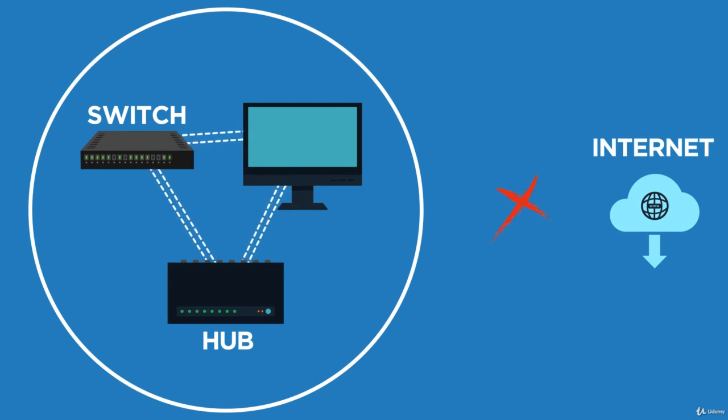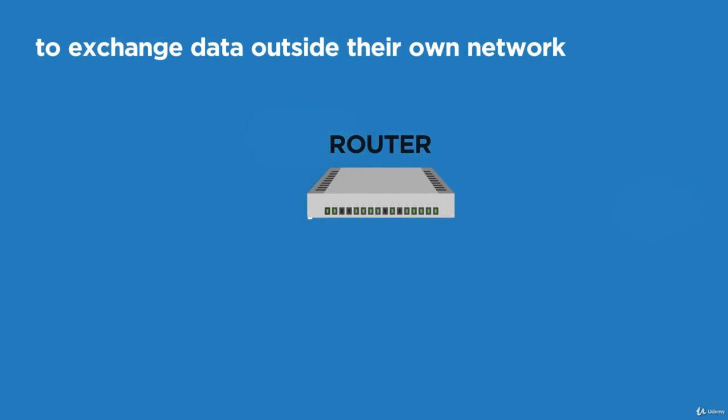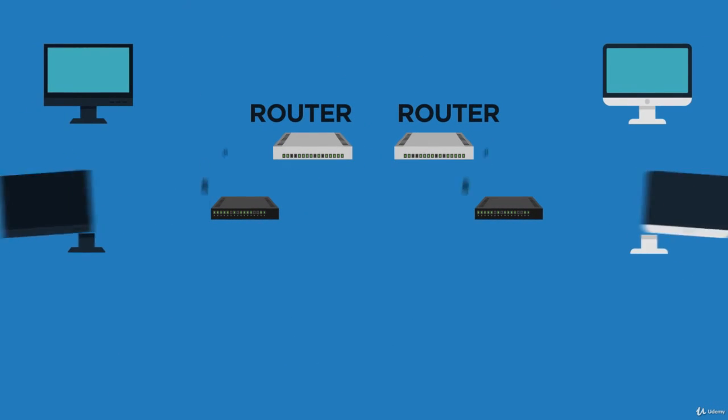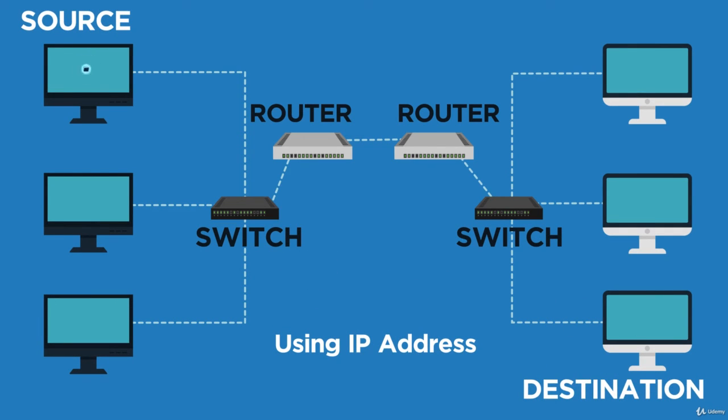To exchange data outside their own network, we need a device that is capable of reading IP addresses. That is where the router comes in. A router routes the data from one network to another using IP addresses. So the data from a PC in the first network goes to the switch. Then the router takes the data from the switch and forwards it to the switch in the second network, and so on till it reaches the destination.